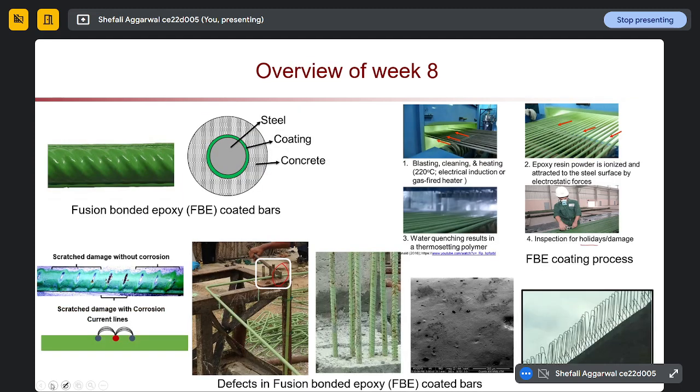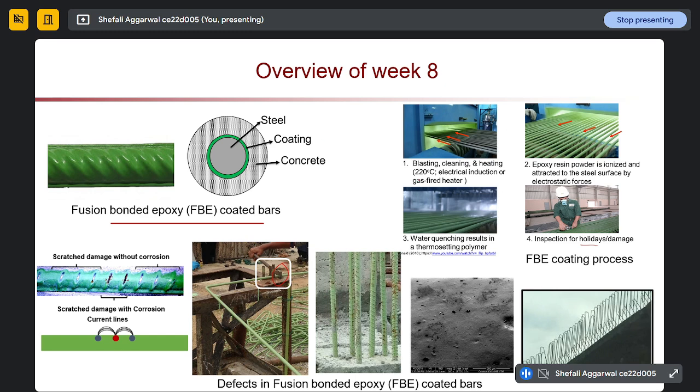So if we talk about coated rebars, the first type of coated rebar is fusion bonded epoxy coated rebar. In this type of rebar, we take a normal steel rebar, a ribbed rebar, and then we coat it with an epoxy. So if this is a cross section of a concrete system, we have a steel, then we have this epoxy coating, and then we have concrete. The epoxy coating forms a layer over the steel bar which will prevent it from contacting the outside atmosphere.